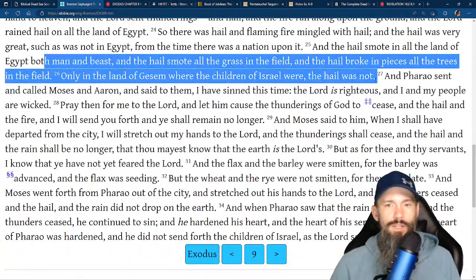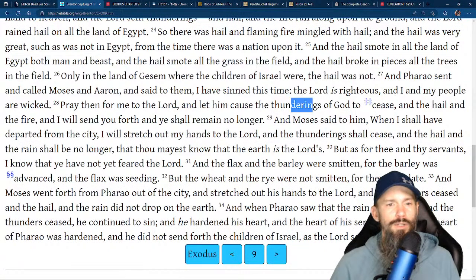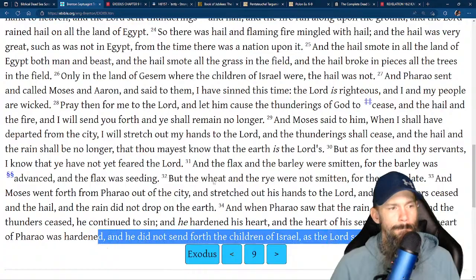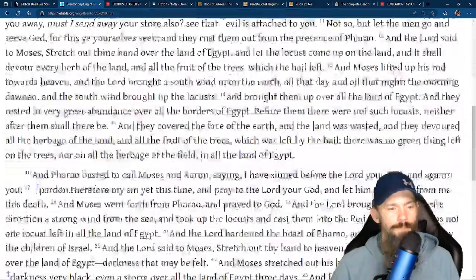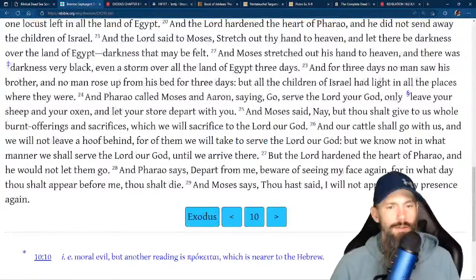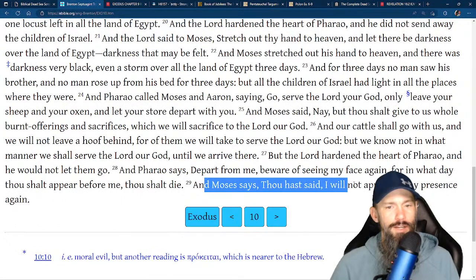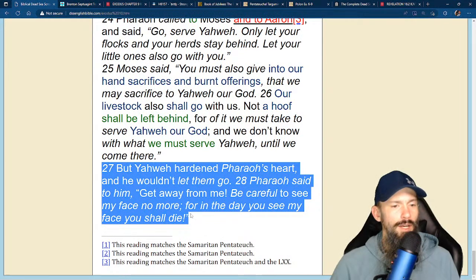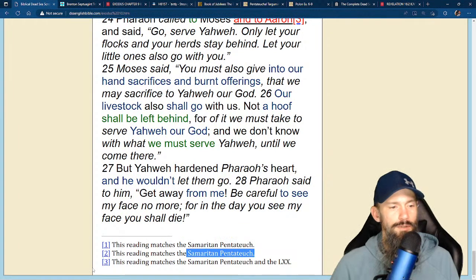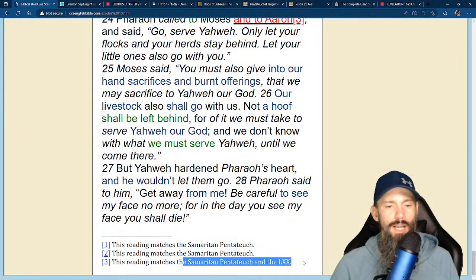27. Whoa, that's a lot more. That's not it. 10. 20. And Moses said, Thou hast said, I will not appear in thy presence again. 29. And down here you got a note here. This matches the Pentateuch. This matches the Pentateuch. And this matches the Pentateuch and the LXX.